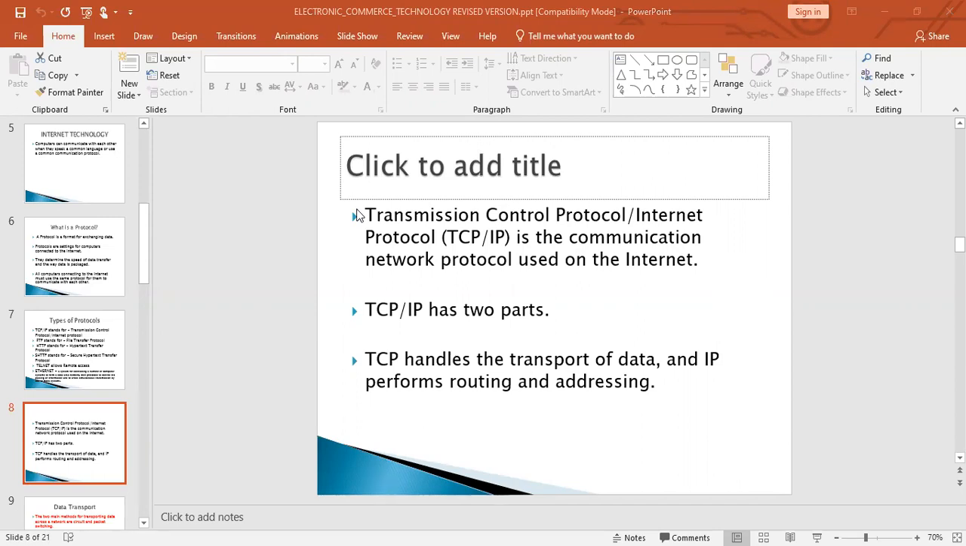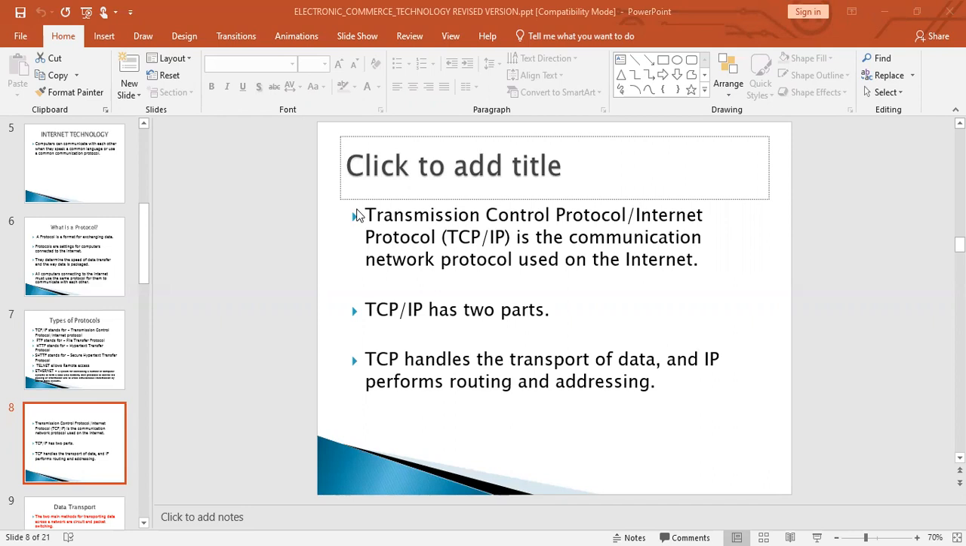It is not easy. Okay, so the TCP is one part, IP is another part. TCP stands for Transmission Control Protocol, and IP stands for Internet Protocol. The TCP part of the TCP/IP protocol handles what we call data transportation, whilst the IP part performs routing and addressing.